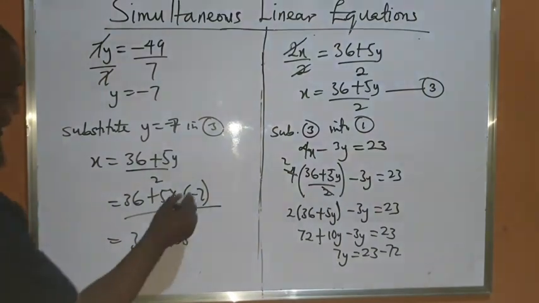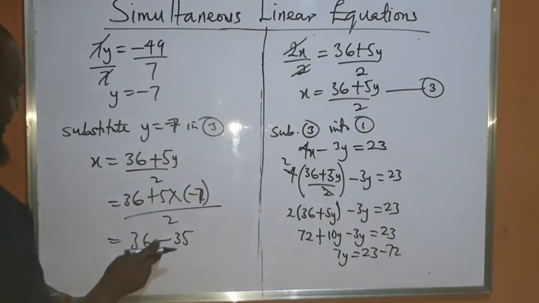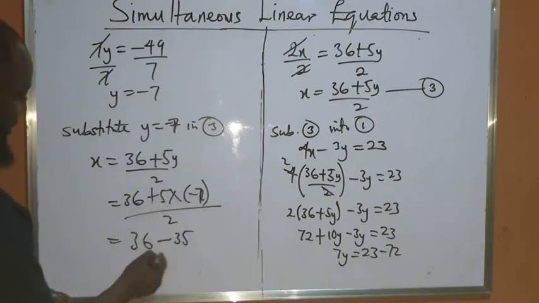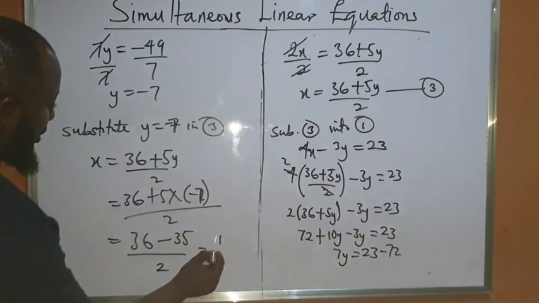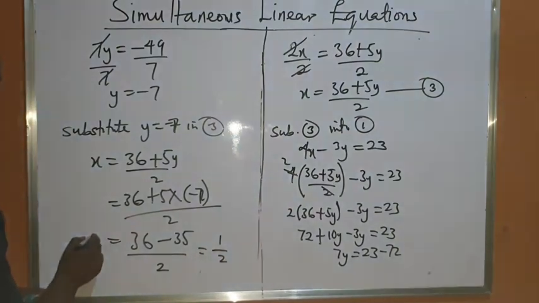Plus times minus is going to be minus 35. I hope I'm making sense. This is minus 7, so minus times plus is minus. 5 times 7 is 35, all over 2. So this will give us 36 minus 35 is 1 all over 2. So that means the value of x is 1 over 2.